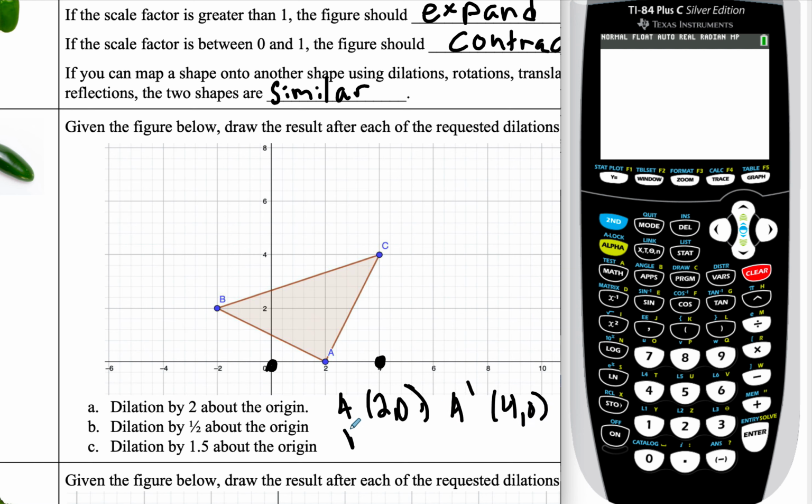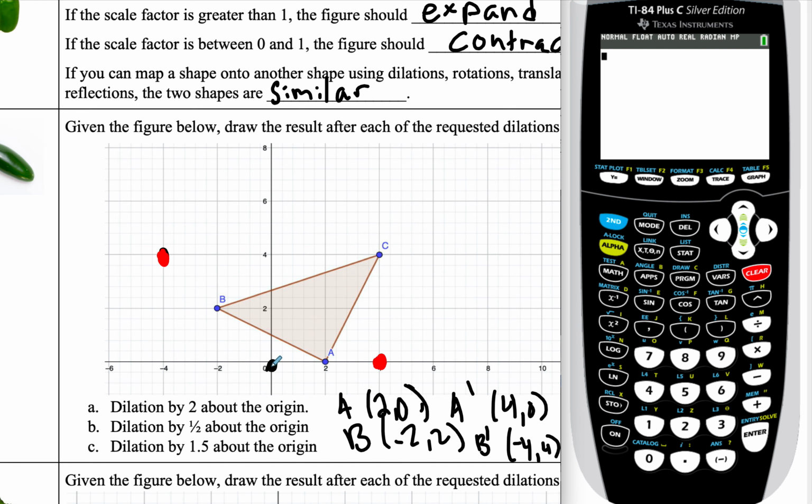Okay, B is negative 2, 2. So B prime, with a scale factor of 2, is negative 4, 4. Remember, the doubling trick only works because the center of dilation is 0, 0. Okay, so it doesn't always work.